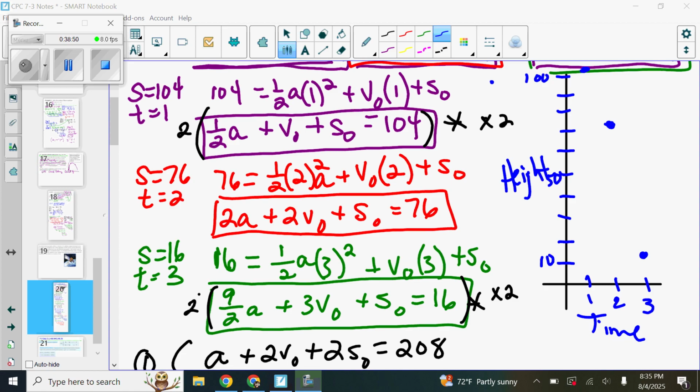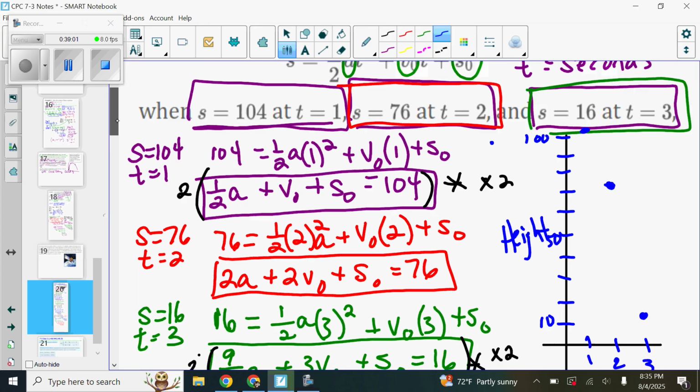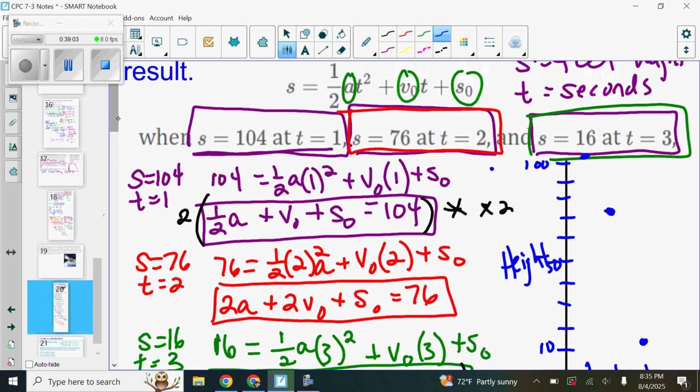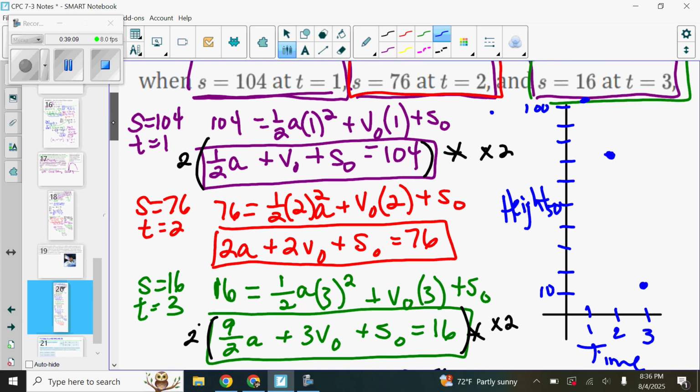So I went ahead and plotted the points here. At 1, it's 104, at 2, it was 76, at 3, it was 16. What we just figured out is our initial height at time 0. That's what S sub 0 means, at time equals 0, what was that initial height? We solved for S0 and we got 100. So that means at 0, it would be 100.